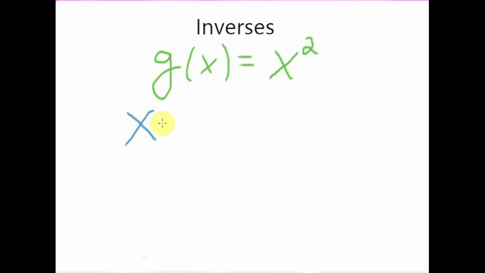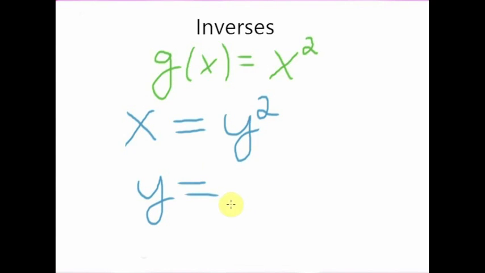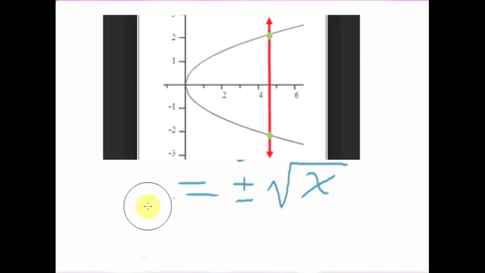Let's do another inverse function. Here we have g of x, which is equal to x squared. So we swap the x and y and get x is equal to y squared. So y is equal to plus or minus the square root of x. This is not a function because it does not pass the vertical line test, so we cannot write f prime of x.